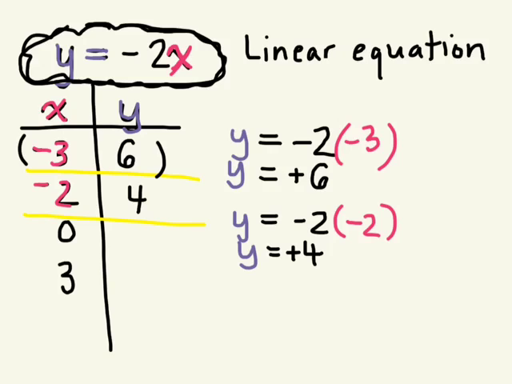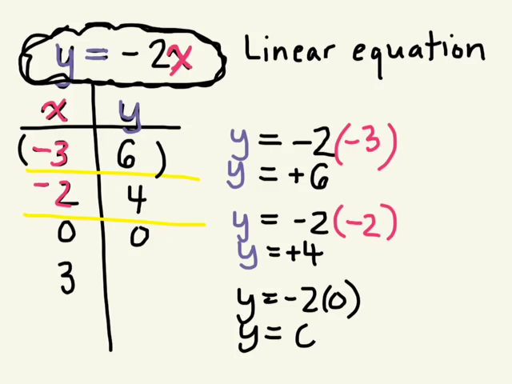For the next one, when x is 0, what was y? I got 0. Yeah, that's correct, because y equals -2 times 0, and anything times 0 is 0.